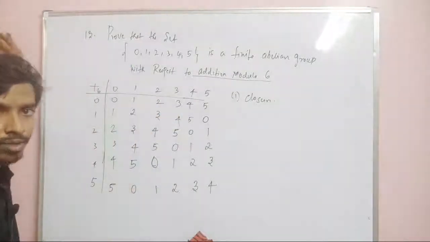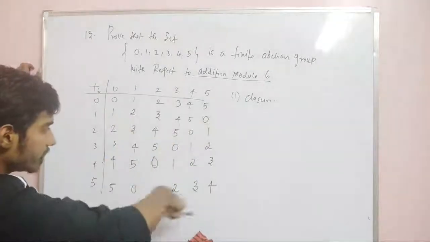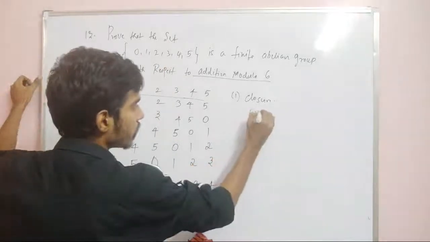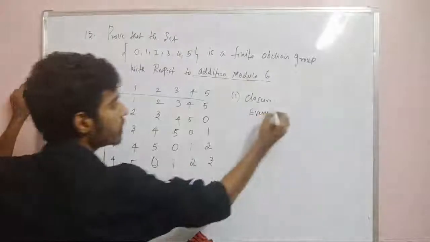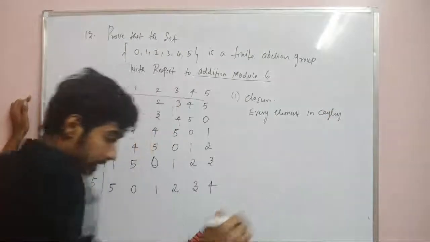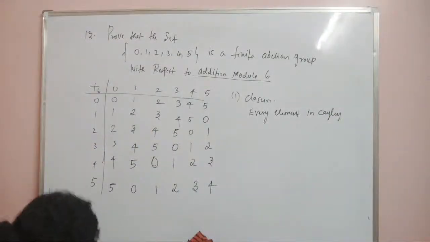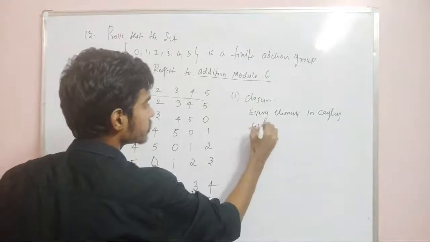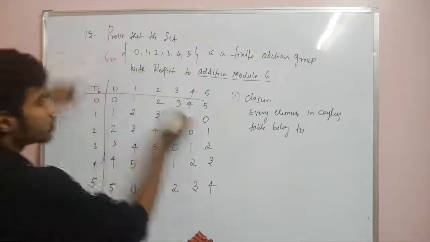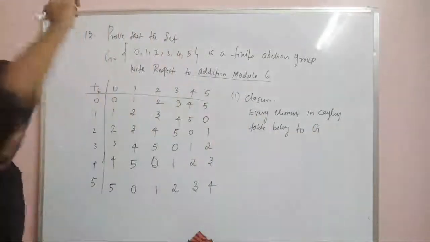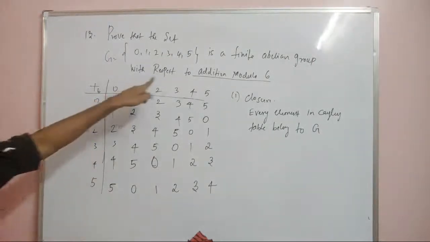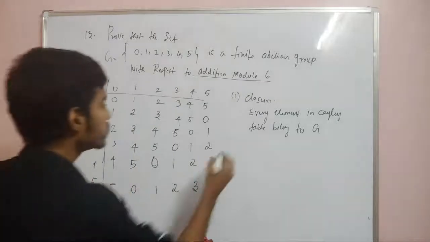So it is clearly closed, right? Because you can see every element here belongs to the set G. You can also write, you can arbitrarily take two elements, or you can just say every element in Cayley's table belongs to G, let us say this set is G. Therefore it is closed. Or you just take arbitrarily two elements, you find a plus b mod 6, and surely that element will also be in G.